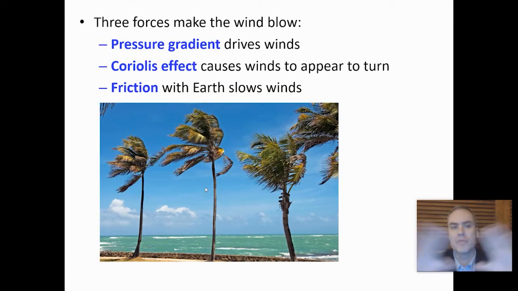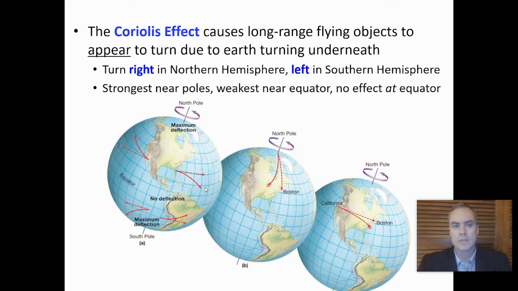So overall, there are three forces which make the wind blow. The wind is driven by the pressure gradient. But after it gets that direction from the pressure gradient, down the gradient from highest to lows, then it will turn due to the Coriolis effect. It makes winds appear to turn when they travel long distances. And then there's the force of friction, which slows down the winds, depending on what's on the landscape. Let's look at the Coriolis effect.